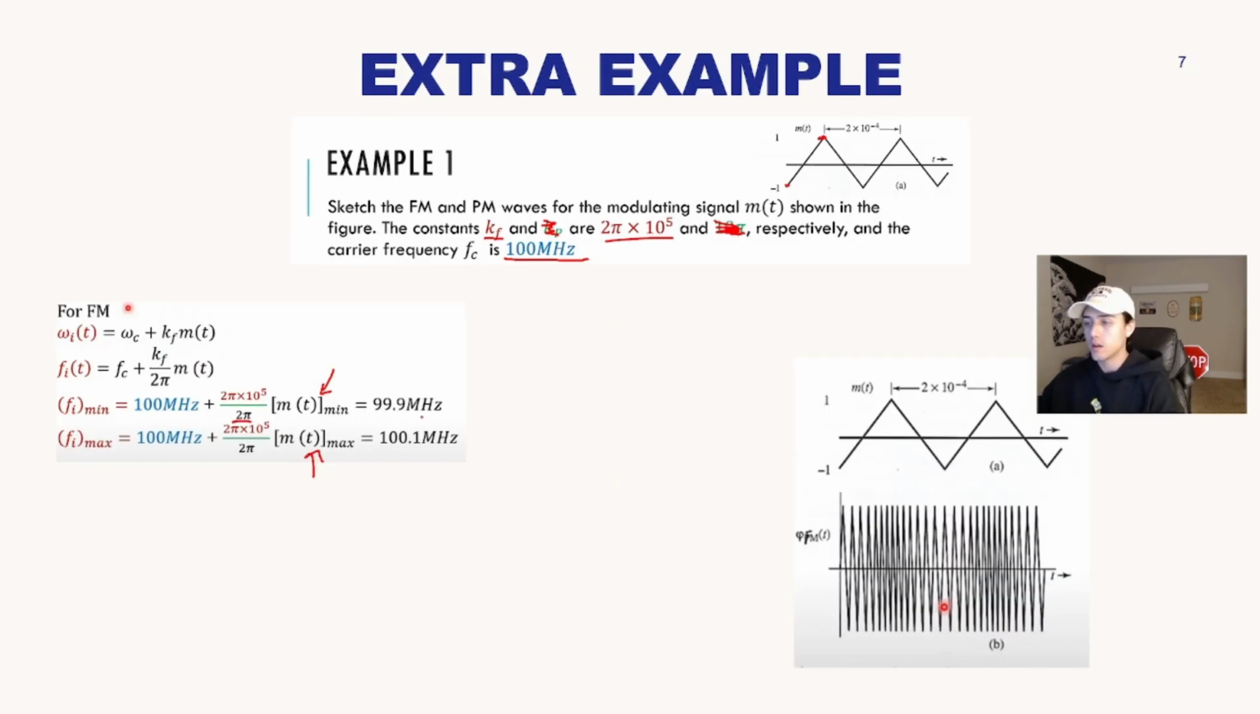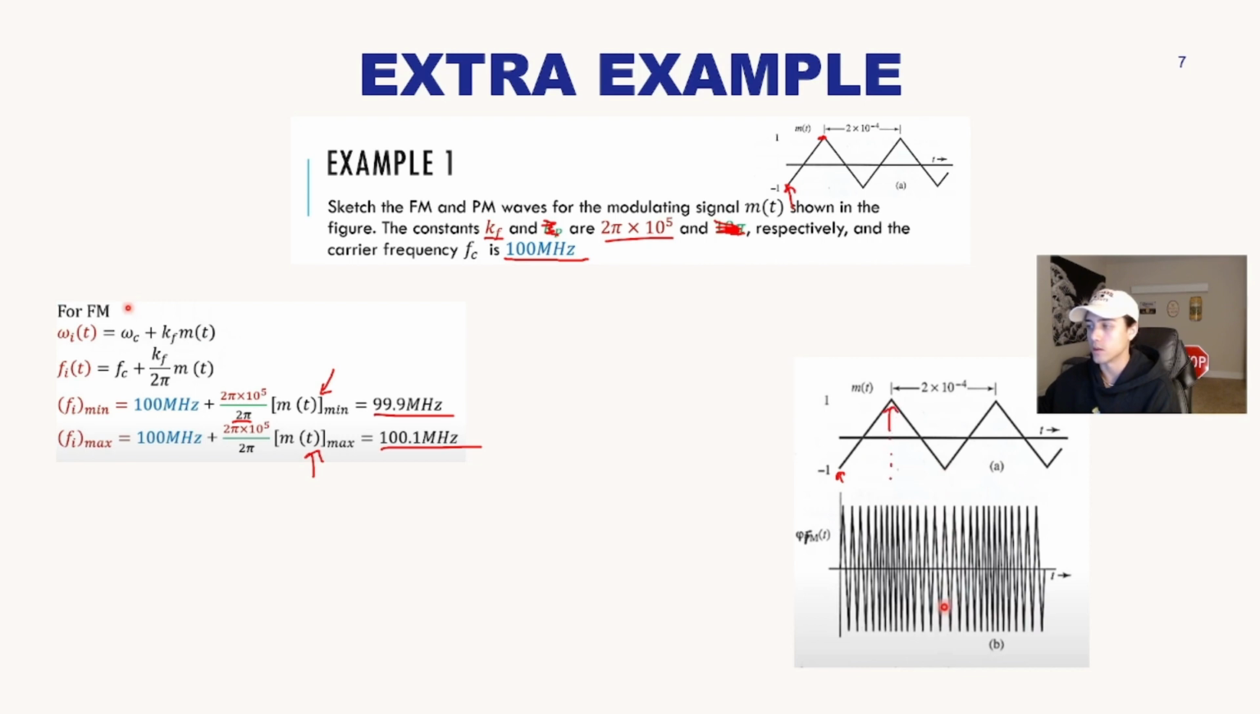But the only difference here is that we divide by 2 pi before, so we can just get it into frequency immediately. And we can see that we go to a minimum of 99.9 megahertz and a maximum of 100.1 megahertz, right? So our frequency should be changing between 99.9 megahertz when it's at -1, as you can see right here, or right here, and a maximum of 100.1 megahertz where it is right here.